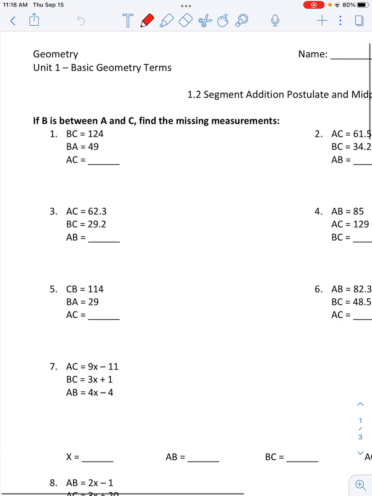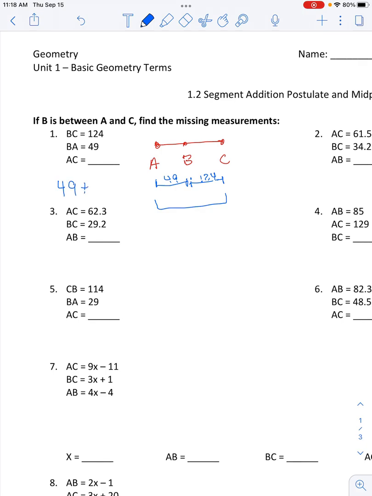And the instructions first say this, that if B is between A and C, so kind of like that last line I drew, so here is AC, and B is somewhere between it, not necessarily in the middle, just somewhere in between. It told me that the length of BC is 124, and then the length of BA is 49. What must the length of A to C be? Well, we can do 49 plus 124, and that will give me 173.